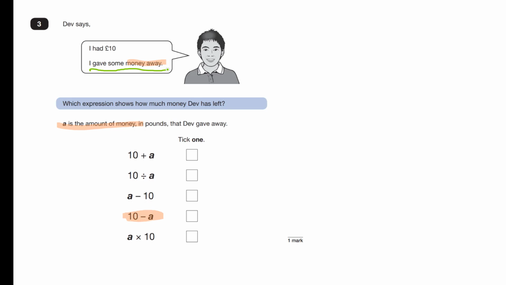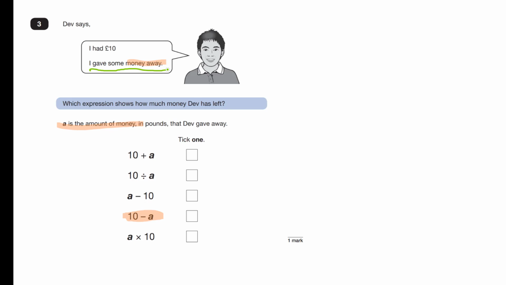If we think about all the other expressions, 10 plus A means that Dev had £10 and he added the money he gave away. That doesn't make sense. The next one, Dev had £10 and he divided by the amount of money he gave away. That also doesn't make sense. The next one is the money he gave away, and we subtract what he had, £10. That doesn't make sense. And the final one is we're multiplying the money he gave away by 10. Also, it doesn't make sense.